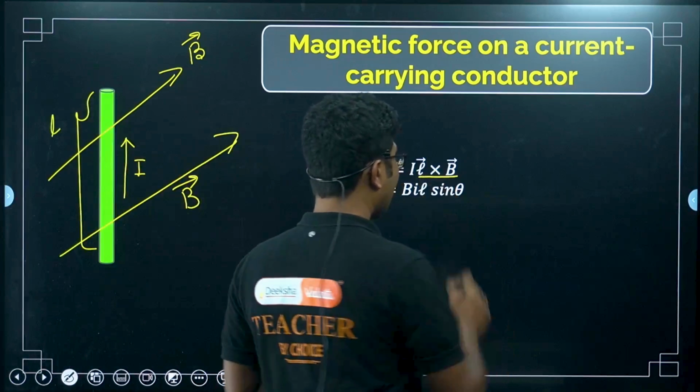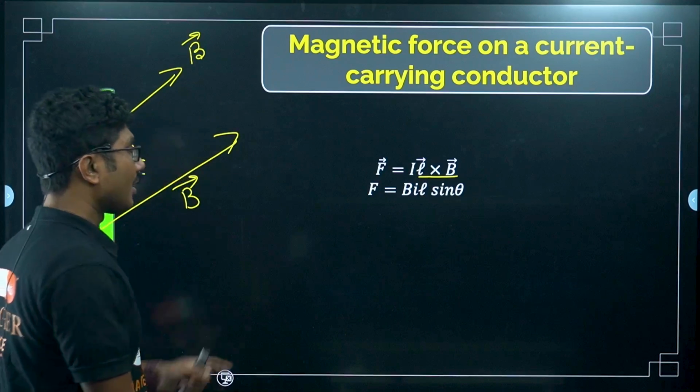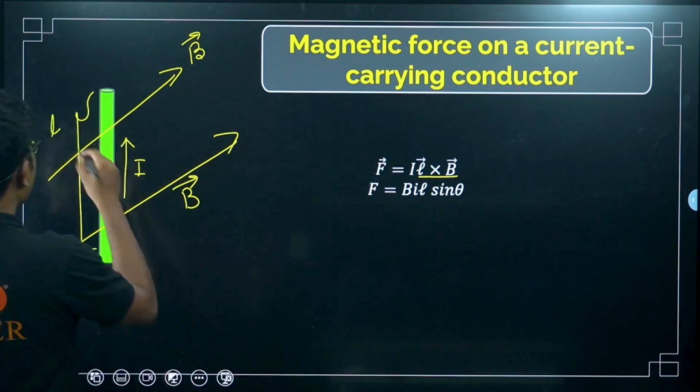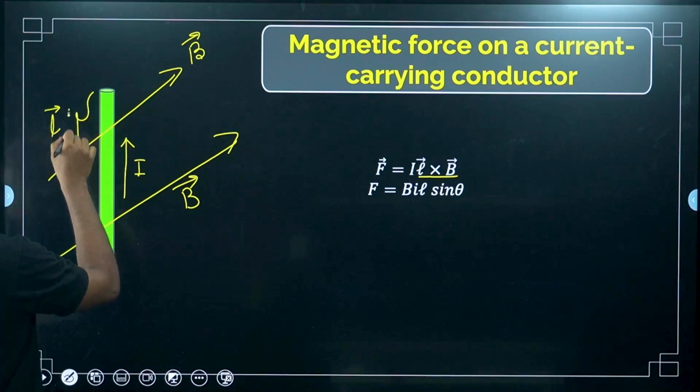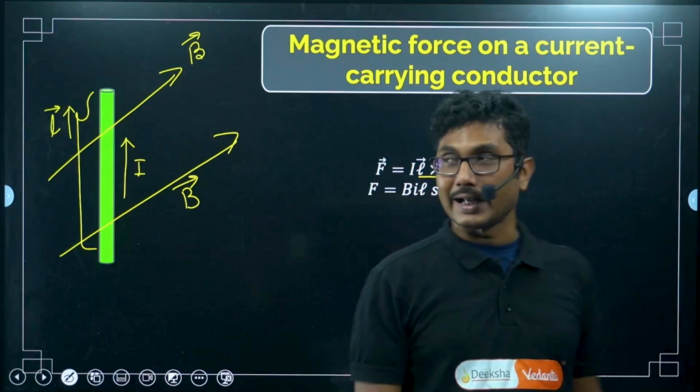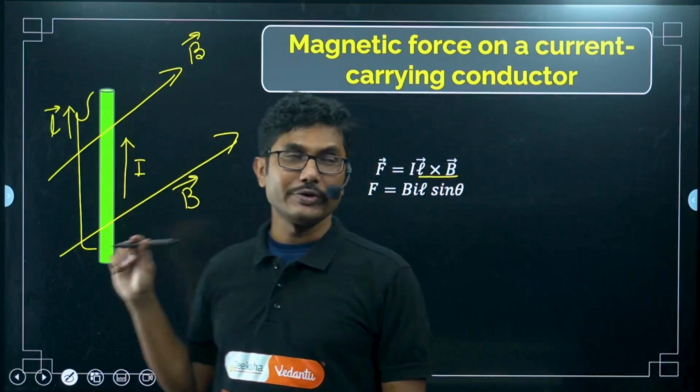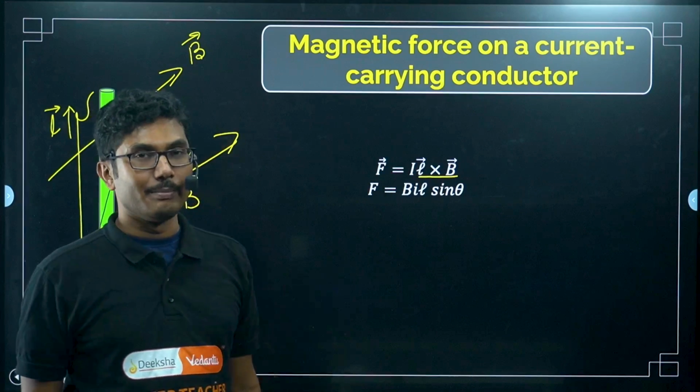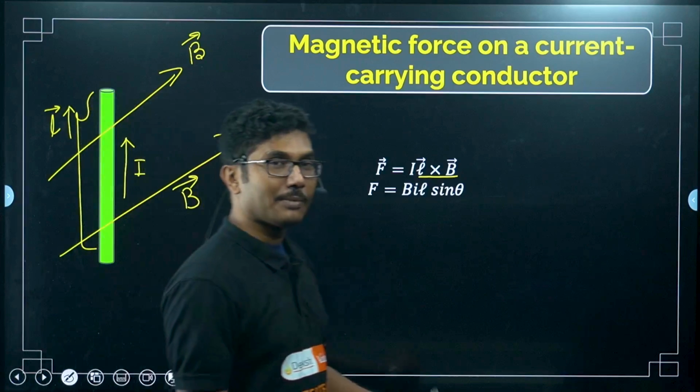Now if you see, we have mentioned L as a vector. Now what is the direction of this L? L is basically in the direction of the current. L is the direction of the current, and in short we can write this force as Bil sin theta. Okay, you should remember Bil.